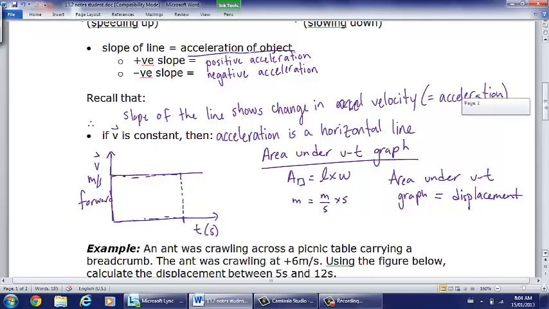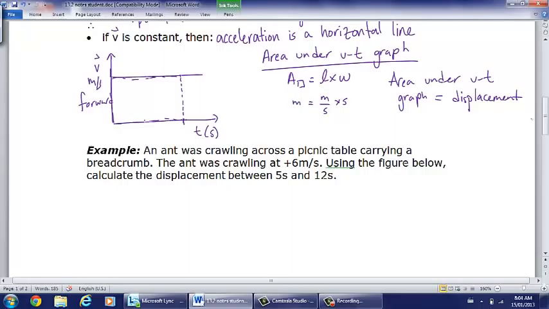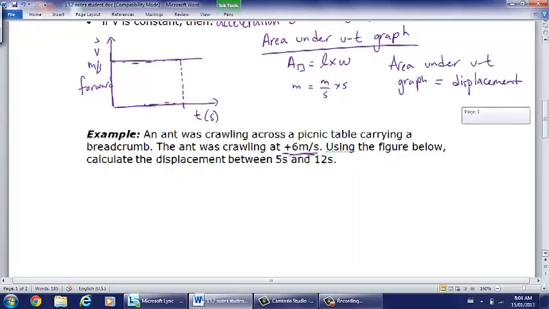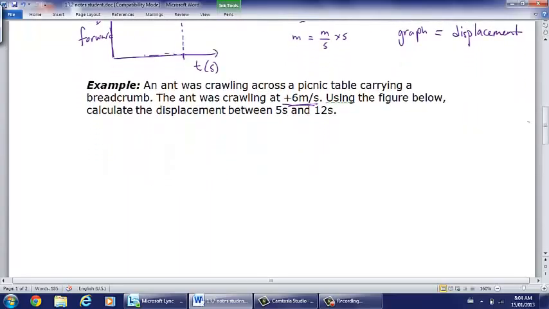Let's look at an example with actual numbers in it. So here we have an ant crawling across a picnic table carrying a breadcrumb. The ant was crawling at 6 meters per second, so a constant velocity. Using the figure below, which we need to draw, calculate the displacement between 5 and 12 seconds. So we're going to have velocity in meters per second forward here, and we're going to have time in seconds on the x-axis.